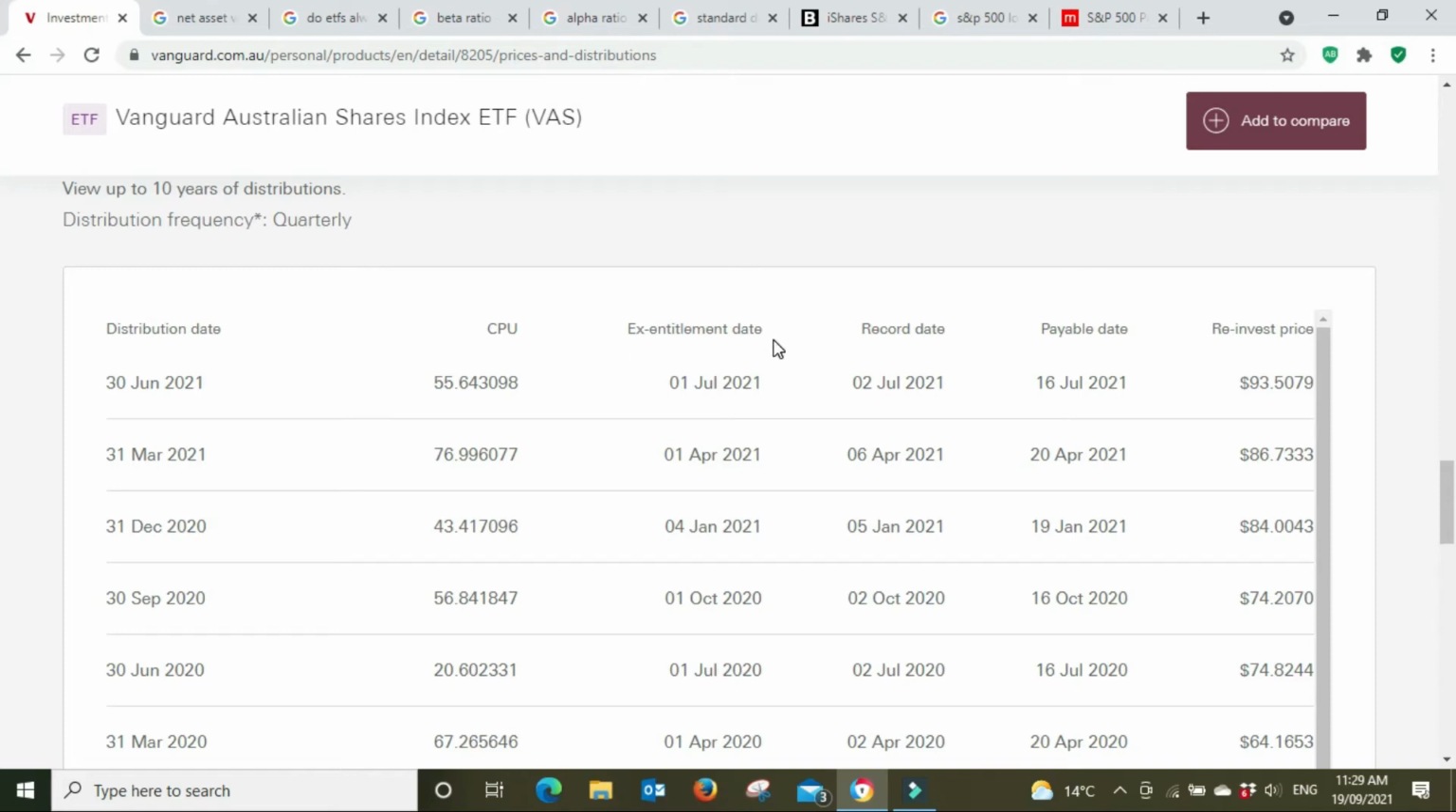Ex-entitlement date, that's your ex-dividend date. So for the distribution on 30th of June, if you buy your stock on the 30th of June, you're going to get the distribution. You're going to get the dividend payout for the 30th of June. If you buy it on the ex-entitlement date or the ex-dividend date, as it's commonly known, so if you buy it on the 1st of July, you're not going to get this payout because you bought it after the ex-dividend date. You're going to have to wait till the next quarter before you get paid.